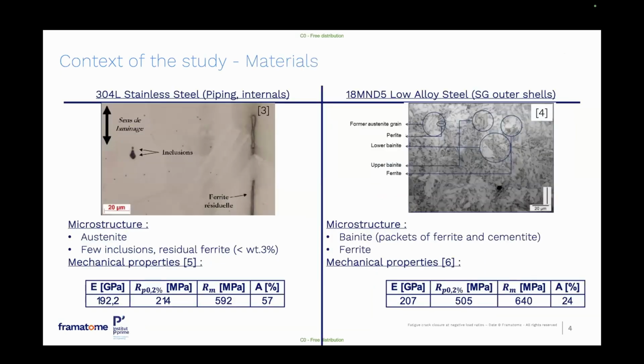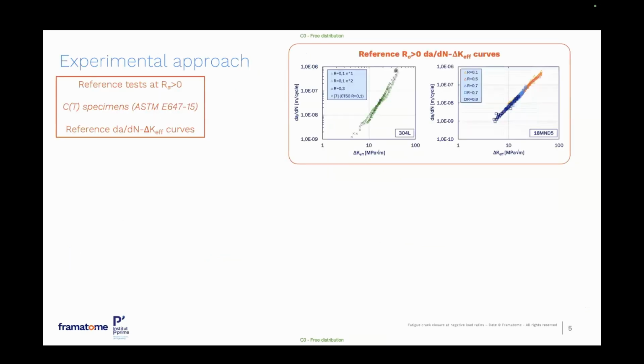So in this study, we considered two characteristic materials, as I said, the 304 stainless steel used in pipings and the low alloy steel used in steam generator outer shells. The idea is also to have a ductile material here with a low yield strength, and the material with a higher strength here to show if we have significant differences in closure behavior.